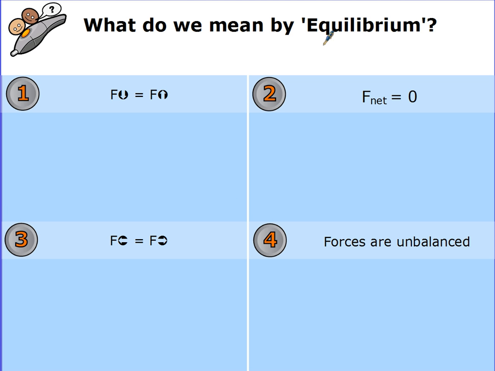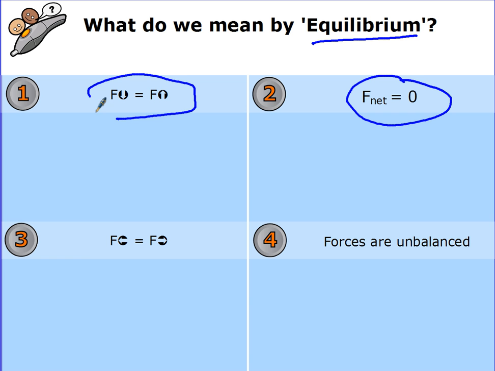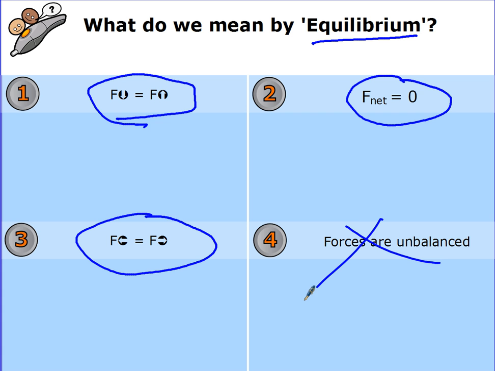Now, what do we mean by equilibrium? What do I mean when I say two objects are in equilibrium? Pretty much that means the net force is zero. Another way you can write this is the forces up equal the forces down, and the forces left equal the forces right. "The forces are in balance" is not correct. If they're unbalanced, you have acceleration.